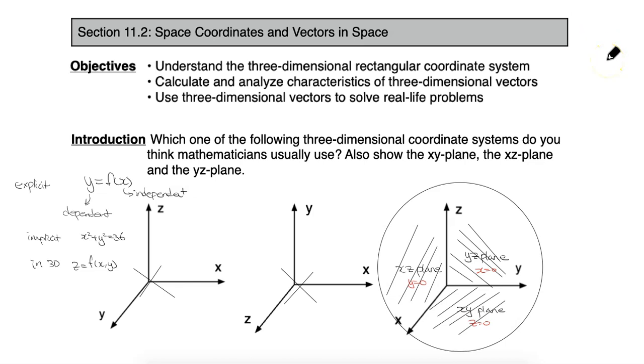Welcome to section 11.2. In this section, what we're going to do, which is really cool, is to move on from 2 dimensions and see how the concepts we've talked about either in the previous section or in previous classes expand to 3 dimensions. The precise objectives are to understand the 3-dimensional rectangular coordinate system, to calculate and analyze characteristics of 3-dimensional vectors, and to use 3-dimensional vectors to solve real-life problems.